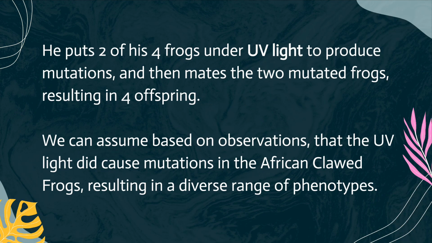The breeder exposed 2 of his 4 frogs to ultraviolet light in order to introduce mutations, and then he mates the 2 mutated frogs, resulting in 4 offspring. We can assume based on the observed traits that the ultraviolet light did in fact cause mutations in the African clawed frogs, therefore resulting in a diverse range of phenotypes.